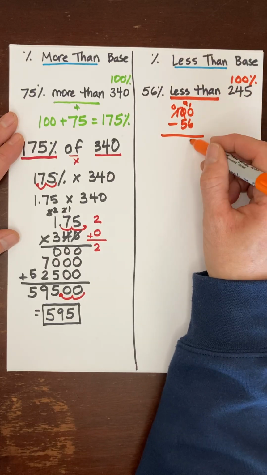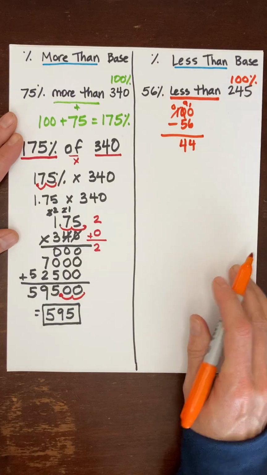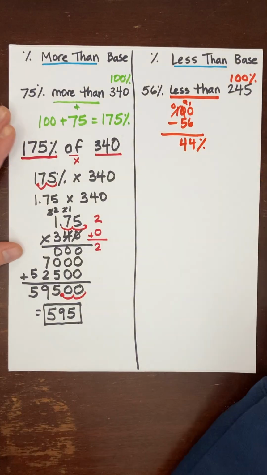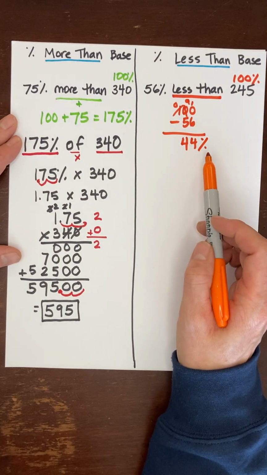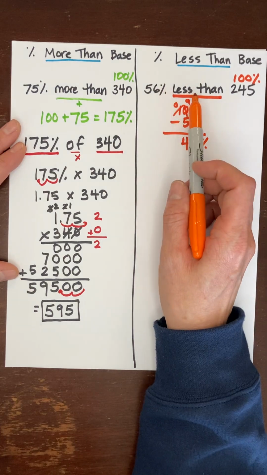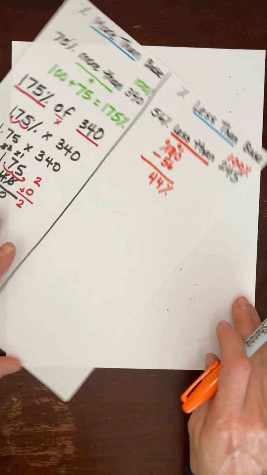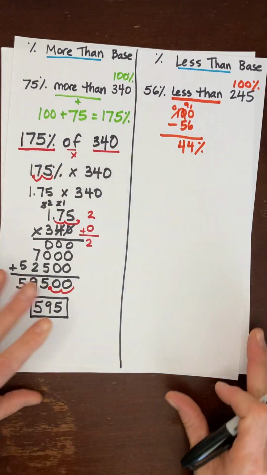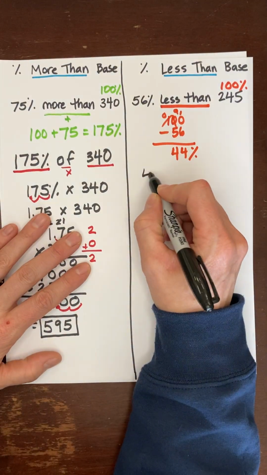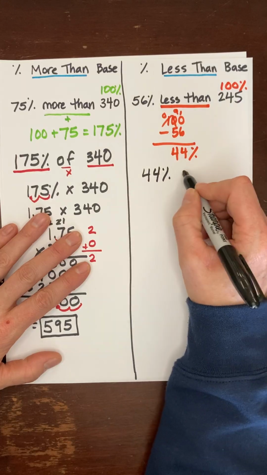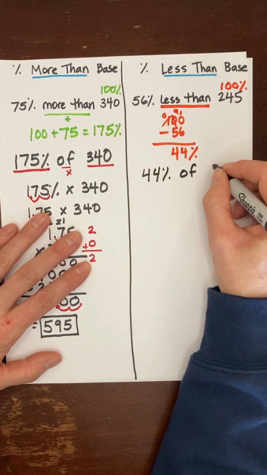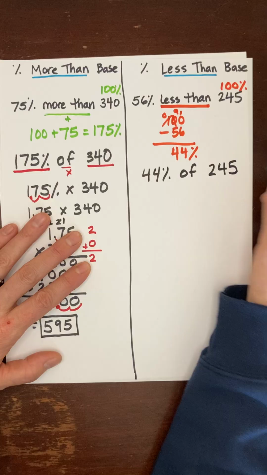10 minus 6 is 4. So 44%. So this is the percent that I'm working with. So 56% less than 100% is going to be 44% of my number. So let's rewrite that. I want 44% of my base number, which is 245.